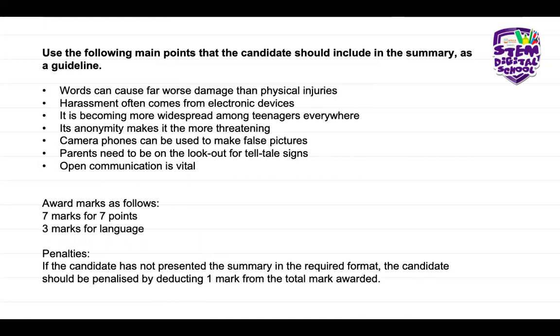Harassment often comes from electronic devices. It is becoming more widespread among teenagers everywhere. Its anonymity makes it the more threatening. Camera phones can be used to make false pictures. Parents need to be on the lookout for telltale signs, and open communication is vital. Okay, so those are like the main things.